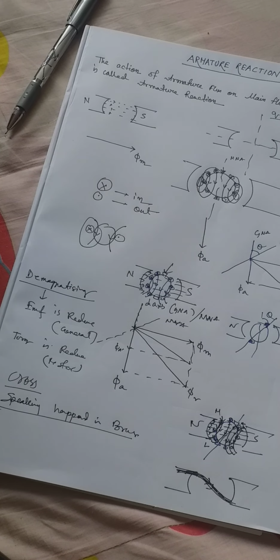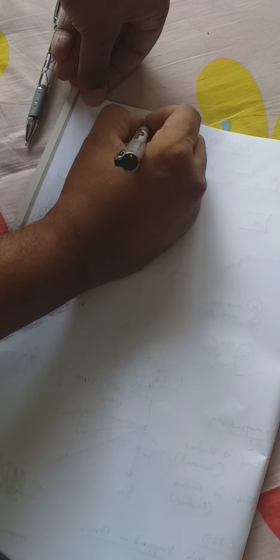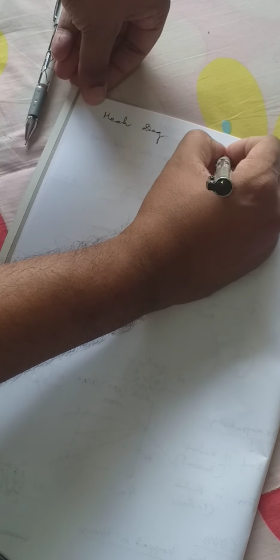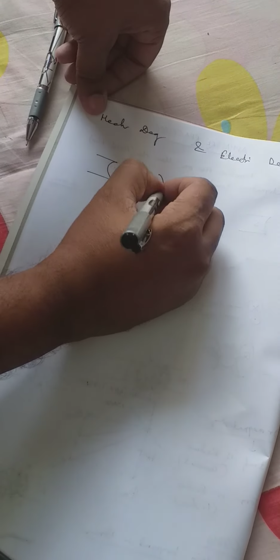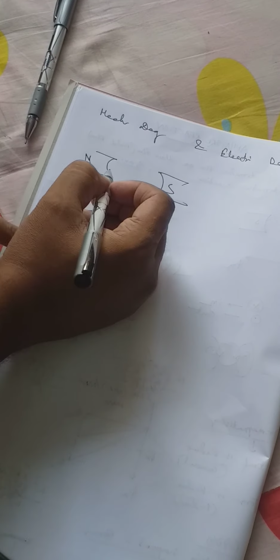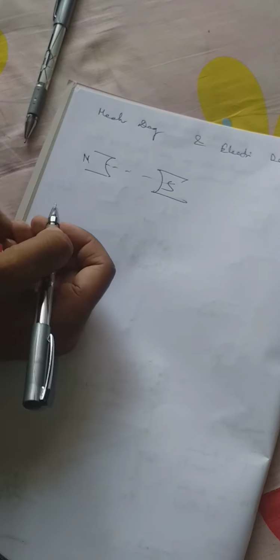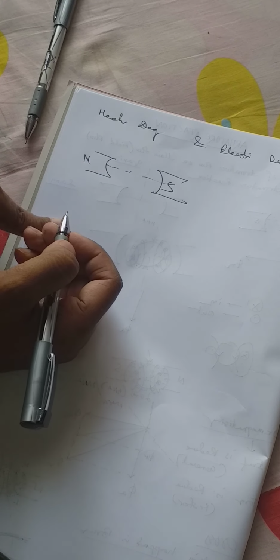Suppose there is some mathematics also. For that mathematics, some formulas are needed. First of all, we have to know what is mechanical degree and electrical degree. Suppose this is a two-pole motor or generator. This is N and this is S. The mechanical degree from N to S is 180 degrees, and the electrical degree from N to S is also 180 degrees.